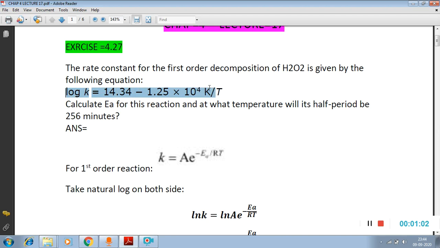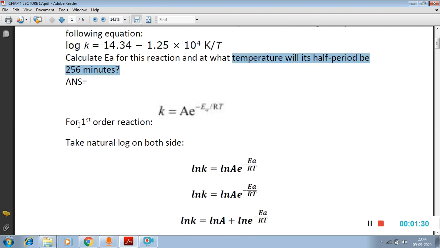by this equation. The rate constant is not directly given to you, an equation is given to you. Now for that reaction we have to calculate EA, meaning activation energy, and the temperature at which the half period of the reaction is 256 minutes. That temperature we are going to find out.